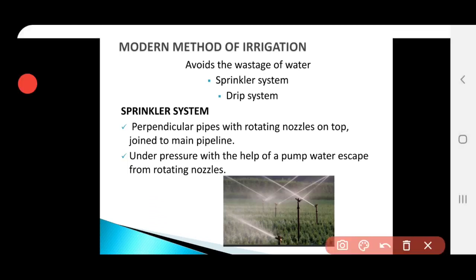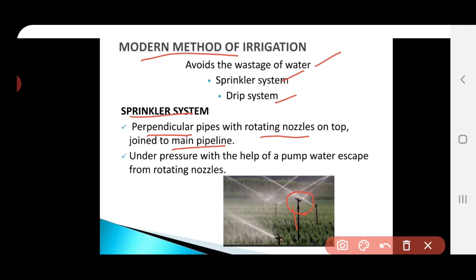What is the use of modern method of irrigation? It avoids the wastage of water. So what is the system followed here? Sprinkler system and drip system. In sprinkler system, perpendicular pipes with rotating nozzles on top are joined to the main pipeline. So here are perpendicular pipes, which are connected to the rotating nozzles on the top.